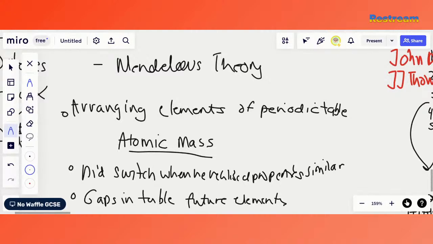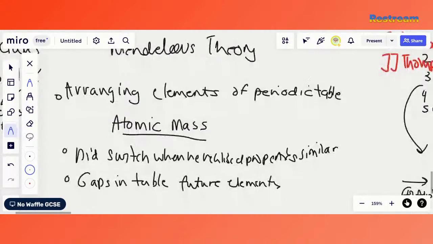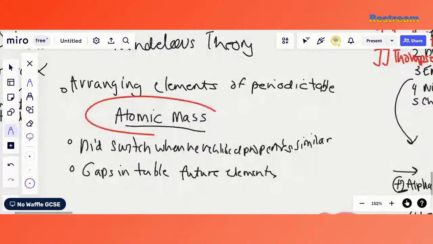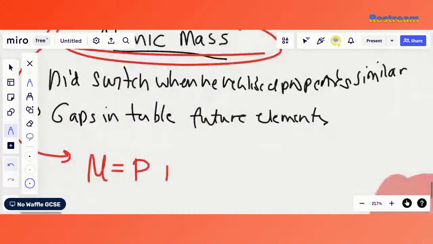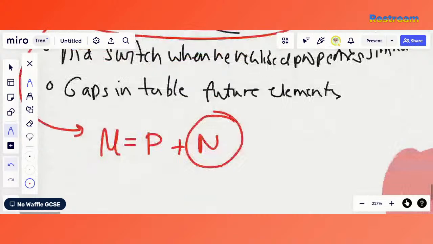However, there is now a reason why we don't use atomic mass and do not arrange the periodic table in terms of the atomic mass. Now remember, let's look at this. So the atomic mass is the number of protons plus neutrons.